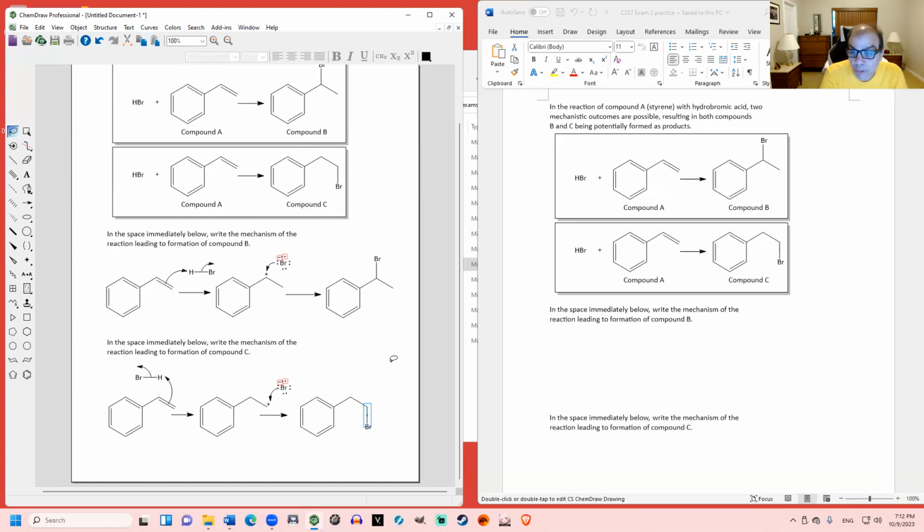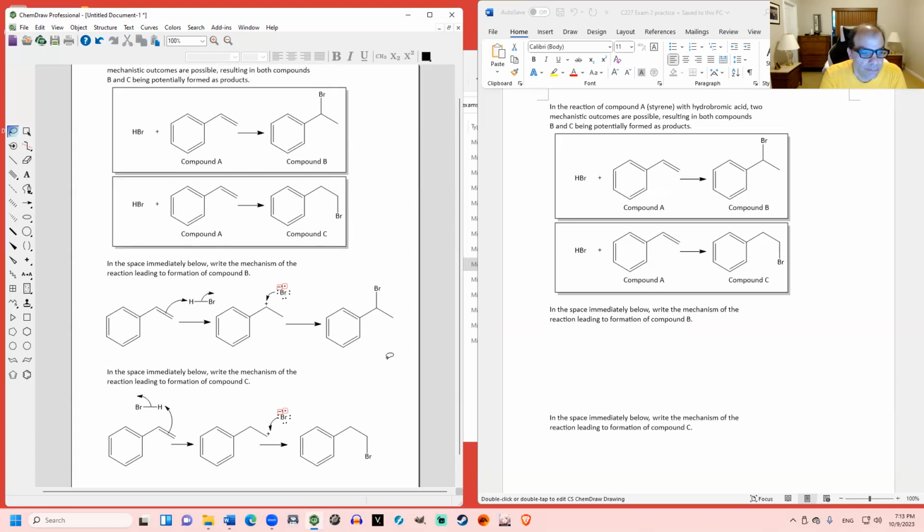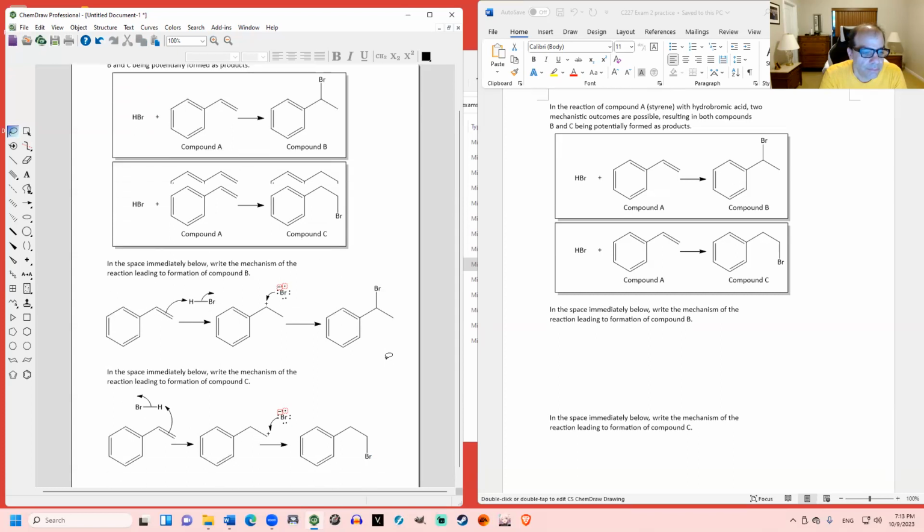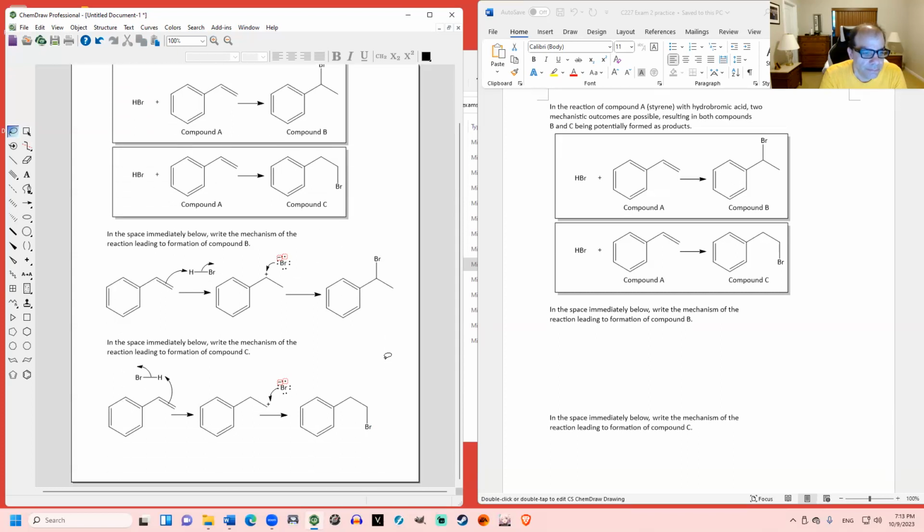Now in chapter 7, we'll learn which of those two is the major product and which of those two is the minor product and why. And maybe you've already guessed. But we don't know that yet. That comes in chapter 7. So those are the two mechanisms. Any questions on that?